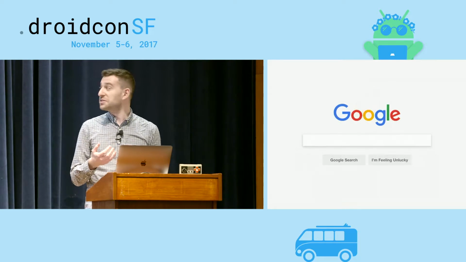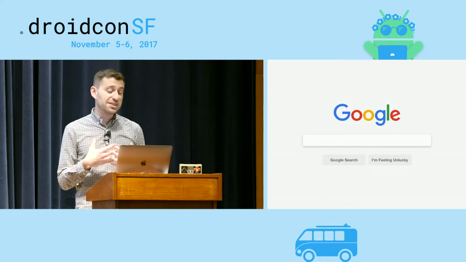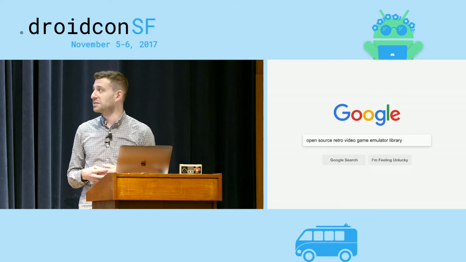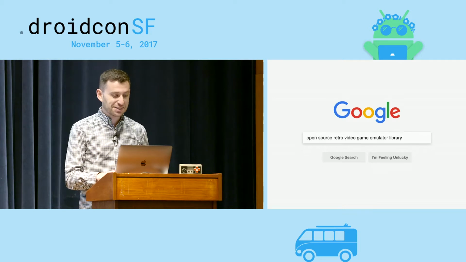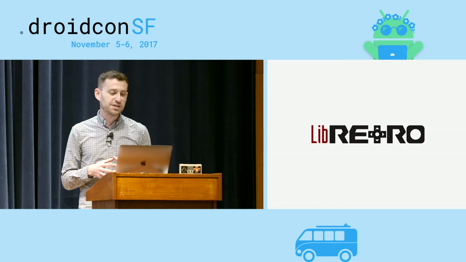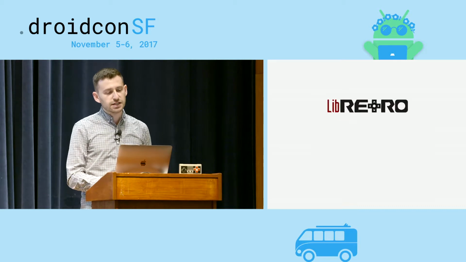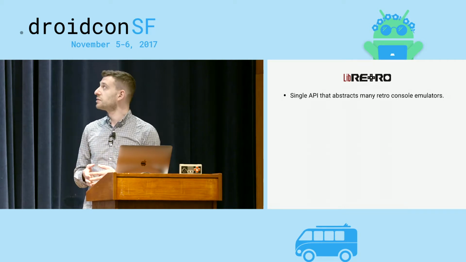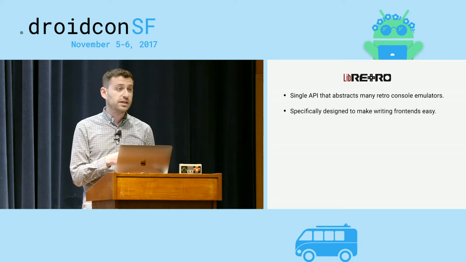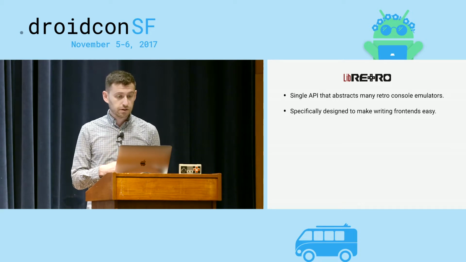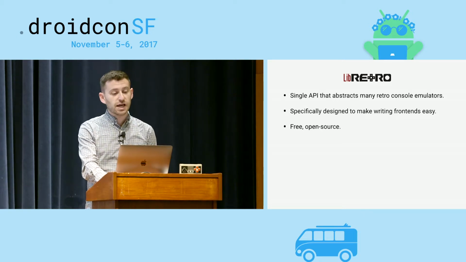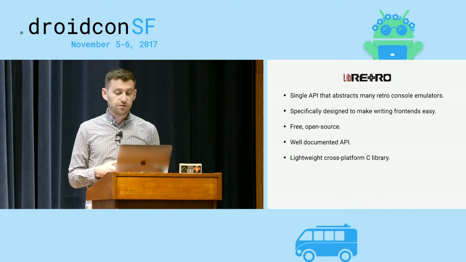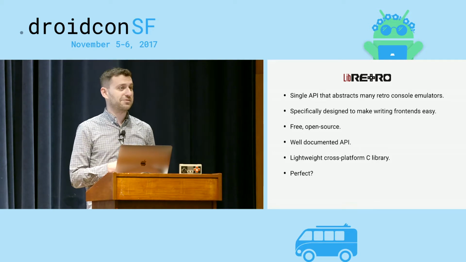So I did what anyone might do and go to Google, and I put in what I thought was a pretty unlikely query, which was looking for an open source retro video game emulator library. I had pretty low expectations, but Google delivered, and I found this. This is a project called libretro. Libretro is a single API that abstracts many retro consoles. It's specifically designed to make it easy to write a front end, which is what I was looking to do. It's free, it's open source, it's well documented, which is awesome, and it's designed to be a lightweight cross-platform C library. So this sounded perfect, right?